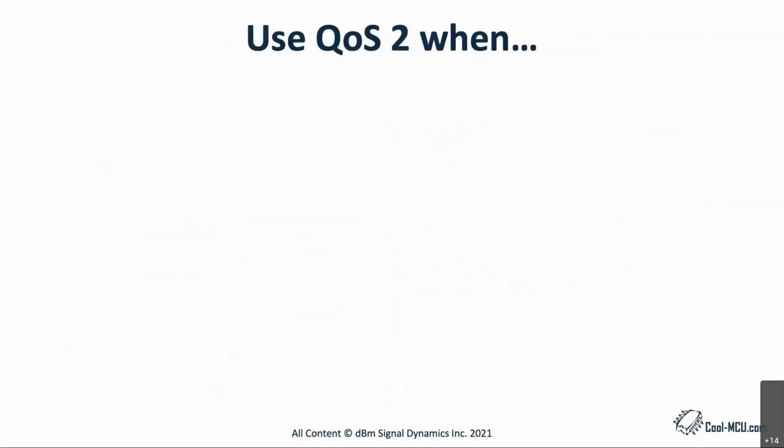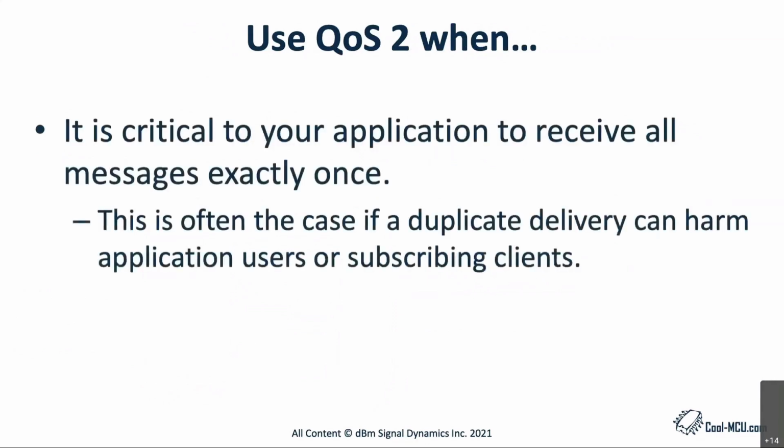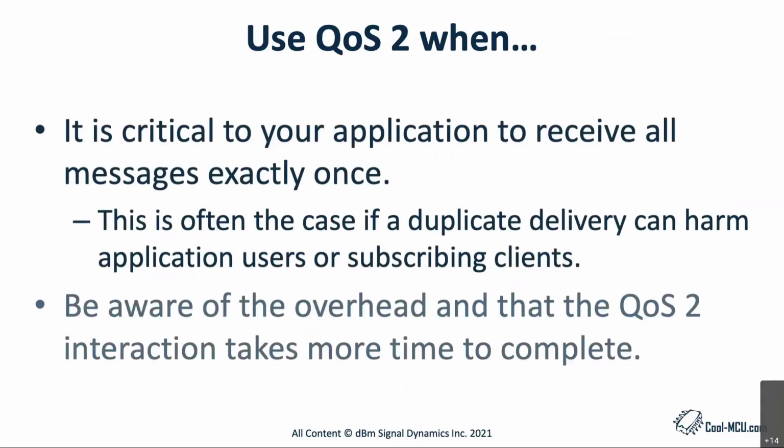So where should you use QoS 2? You should use QoS 2 if it's critical that your application receive messages exactly once, and if your application can handle the overhead of QoS 2 delivery. Note that many MQTT implementations do not support QoS 2, and we'll see that Adafruit supports up to QoS 1 for their MQTT service.